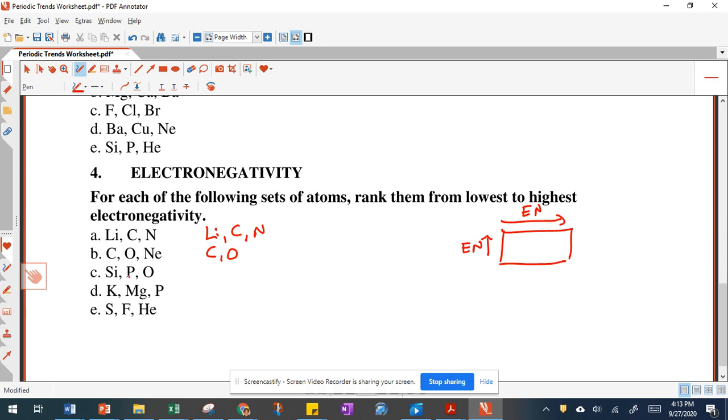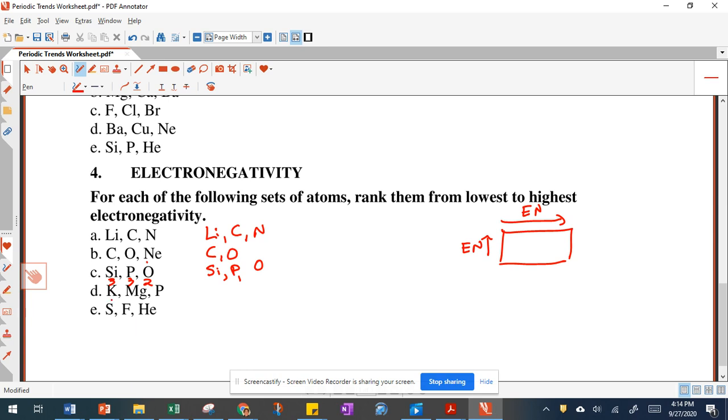We look at silicon, phosphorus, and oxygen. Oxygen is in a higher period on the periodic table. It's in period 2, so I'm going to write that down. And phosphorus is in period 3, so is silicon. Oxygen will have the highest of the three since it only has 2 energy levels. Then we have to figure out between silicon and phosphorus. Phosphorus has more protons in the nucleus than silicon, so it will have the next highest. Silicon has the fewest protons in the nucleus, so it'll be the lowest.